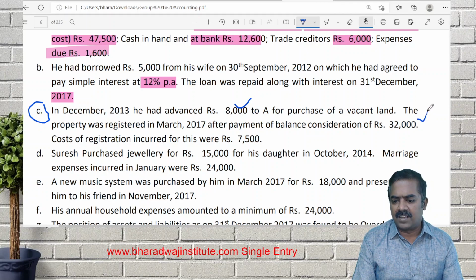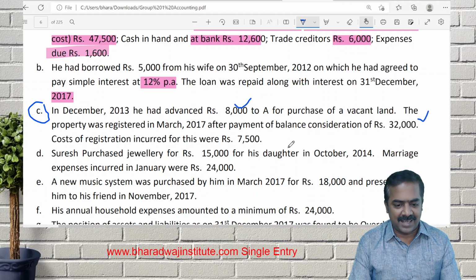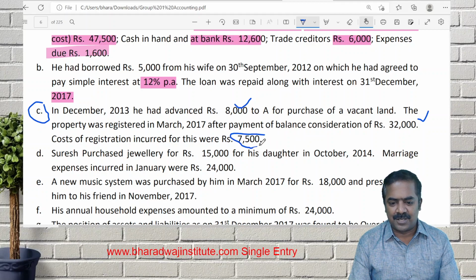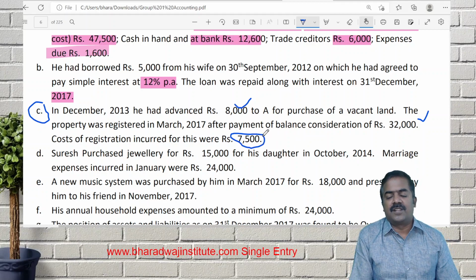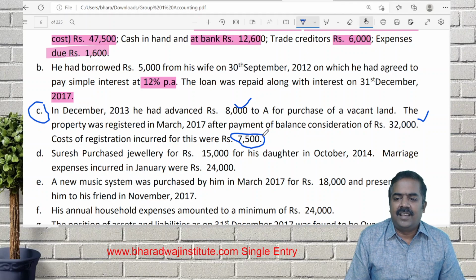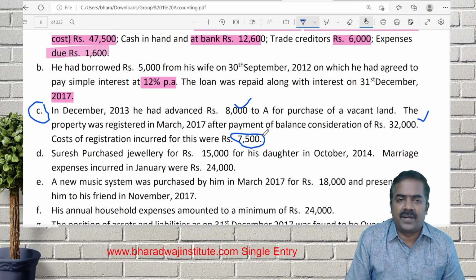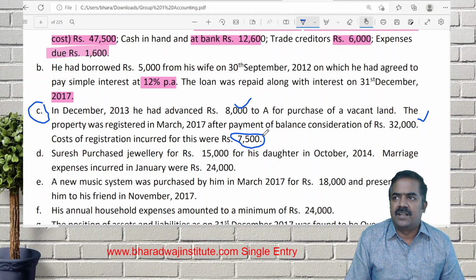So advance for purchasing the land is a capital expenditure. This balance consideration paid is also capital expenditure. Registration charges are also capital expenditure. So what is the total cost of the land now? 8 plus 32 plus 7,500. How much is it? 47,500 is the cost of the land.